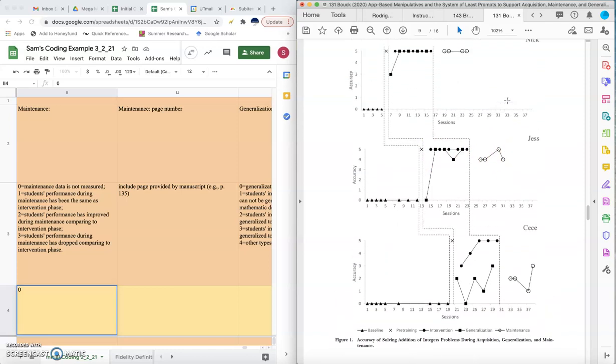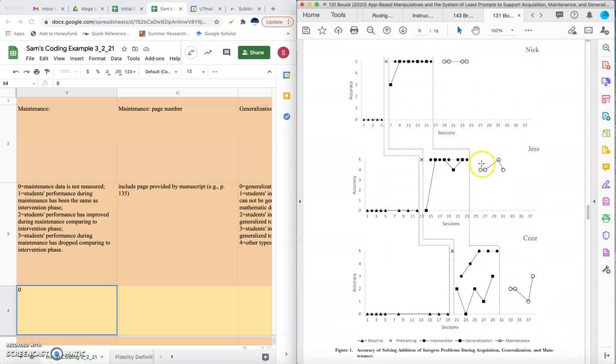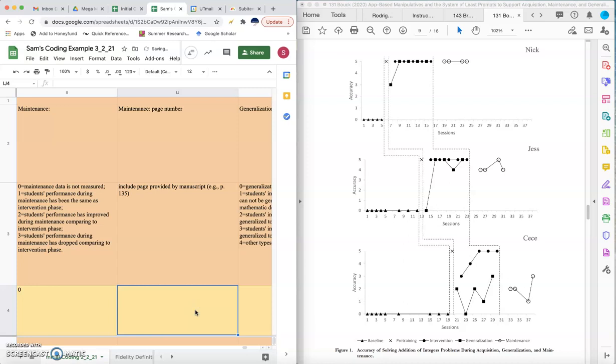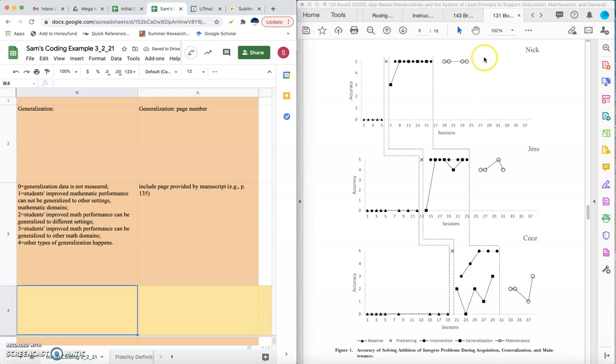So we have the same, worse. So what you would do for that is you would type in a 1, 3. So it captures that some students did as well, and then some students didn't do as well. So you would collect that across the students for single case design. So back to Dr. Bryant's, we didn't have any maintenance data reported, and now we're going to look at generalization.